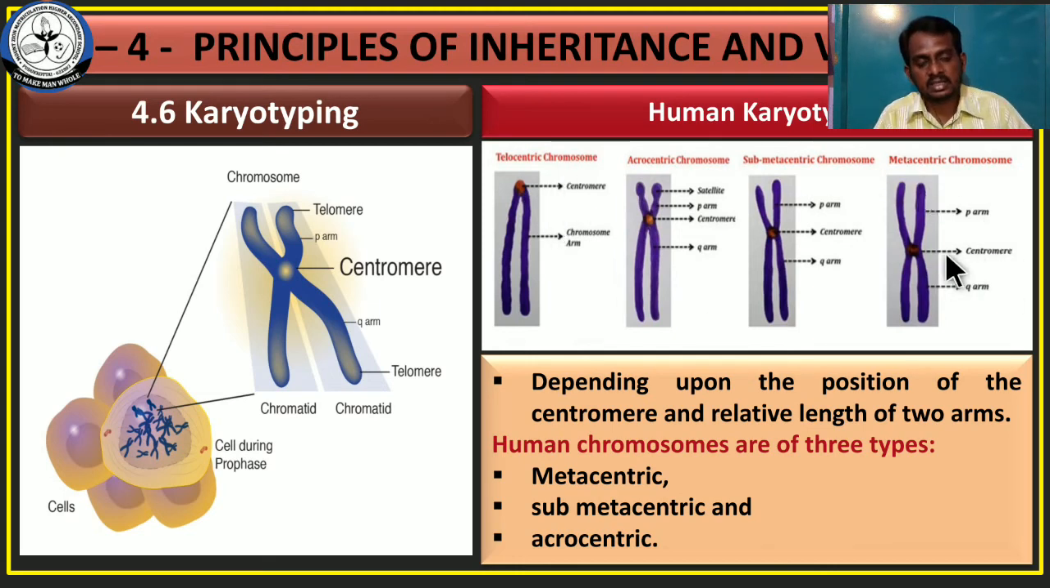These normally occur in animals, but in the case of human beings there are 3 types of chromosomes seen. One is metacentric, second is submetacentric, and third is acrocentric. So these are some examples for karyotyping.